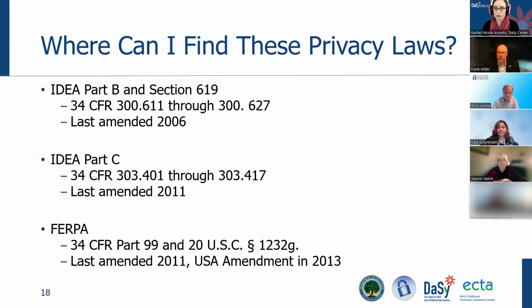FERPA has been around a little longer. I'll take us down FERPA memory lane. FERPA first passed in 1974. It's been amended, I think I said earlier, 12 or 13 times. The last time there were a lot of changes was 2011, which was similar to the Part C regulations. So a good year for the federal government in terms of updating some of our key regulatory provisions. We have had a couple of amendments since then. In 2013, there was the USA Amendment, the Uninterrupted Scholars Act, and we'll talk about that in one of the later slides. President Obama signed that at the end of 2013, and that was the last time.